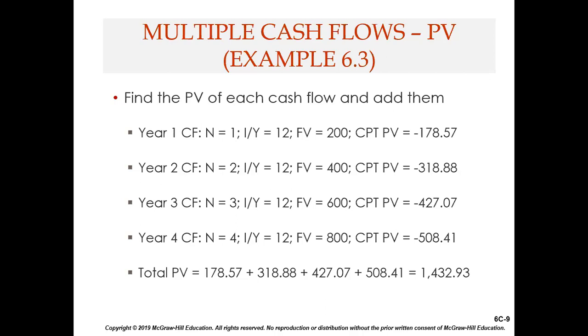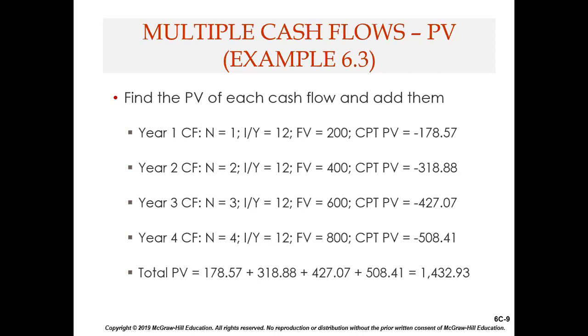If we add them together, even though it says negative, we know our calculator gives us a negative because of the way the calculator is designed. So it's really not negative cash. When we add them together, that gives us the total amount we should be willing to invest at time zero, $1,432.93, to receive those four separate payments over the next 4 years.